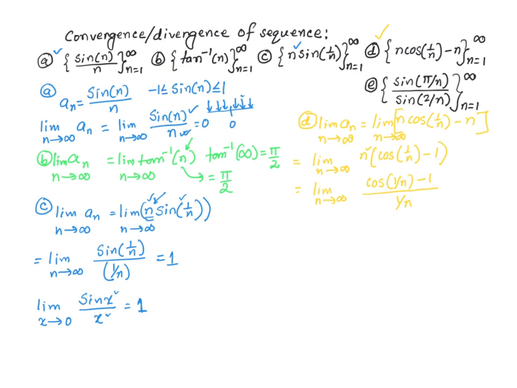Now, this should look familiar to you. This is technically the limit as x approaches 0 of cosine of x minus 1 divided by x. Now, here as n goes to infinity, what happens? 1 over n approaches 0, and cosine of 0 is 1. So you have a situation of 1 minus 1, which is approaching 0, divided by 0. So you have a 0 over 0 situation.